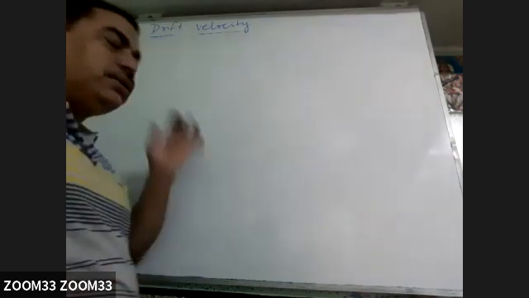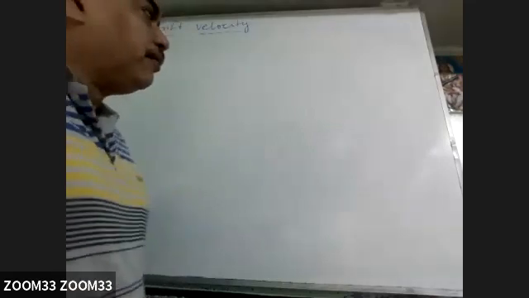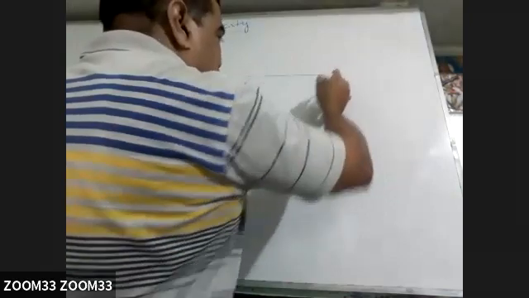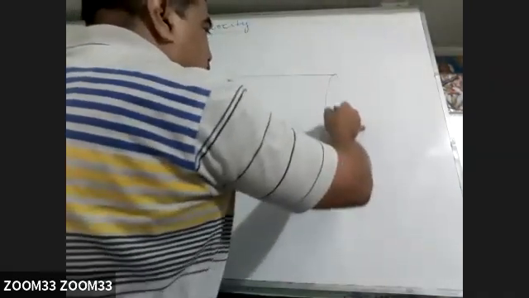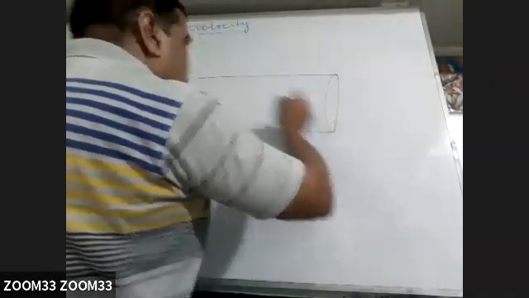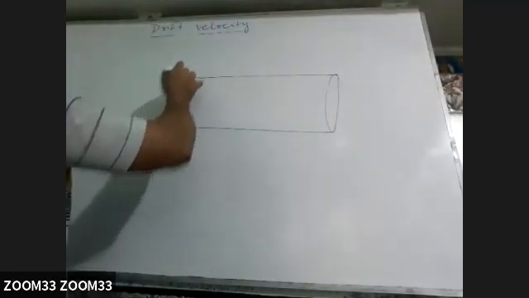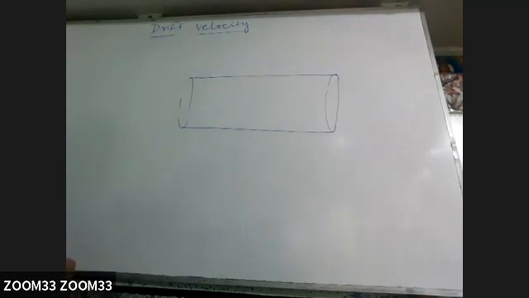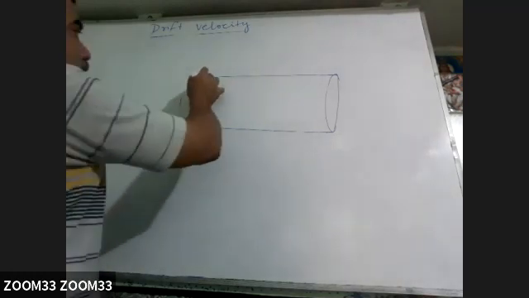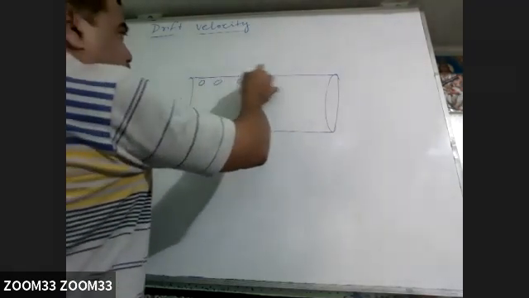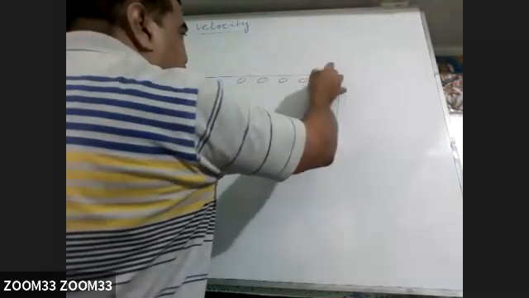So what happens in the case of a metallic conductor? Metallic conductors have so many free electrons. It has atoms, and they are arranged in a particular way.